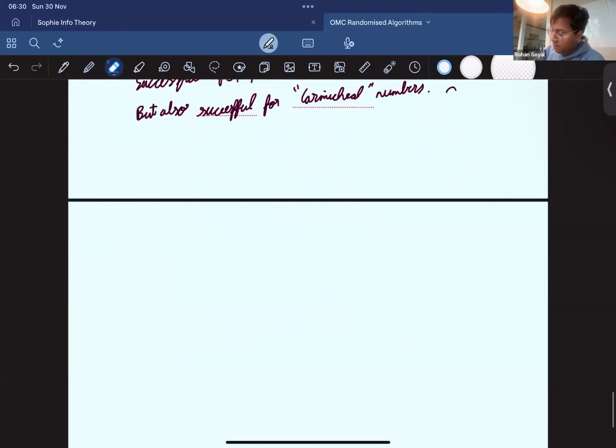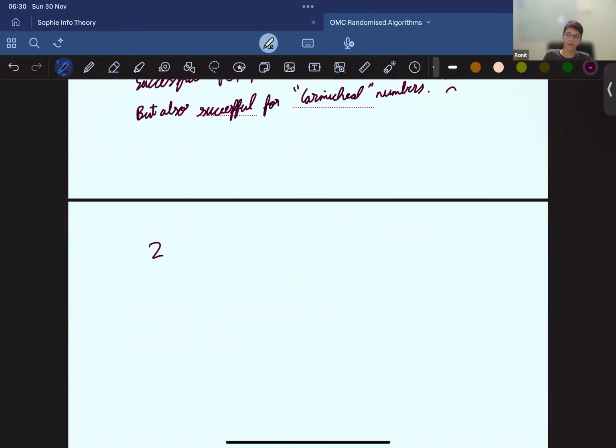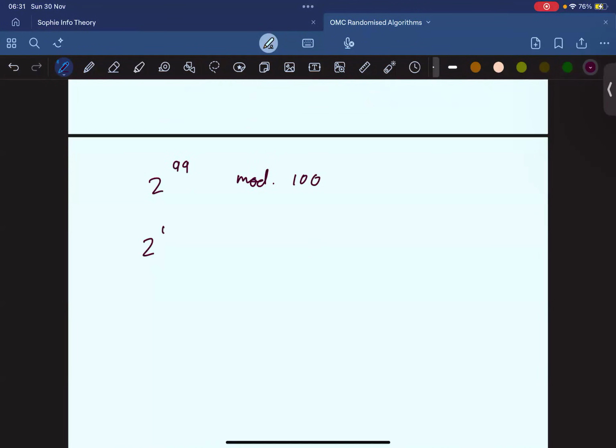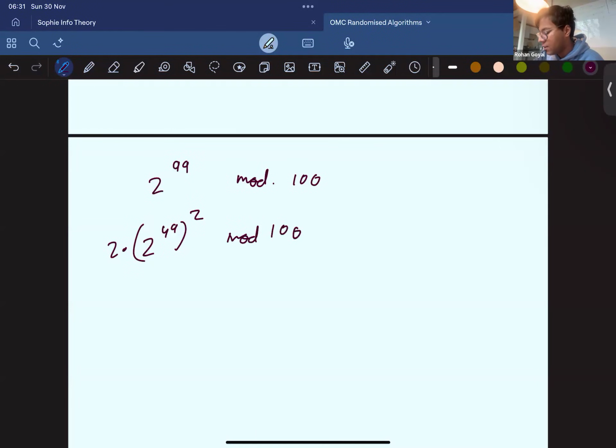Let's say I have 2, and I want to compute 2 to the, can somebody say the largest number which is not too large? 543? My God, too large maybe. 100? 100. See, this is the kind of behavior I want, exceptional. So I want 2 to the 99 mod 100. Yes, 2 to the 49 squared, mod 100. So I can try to compute this now.